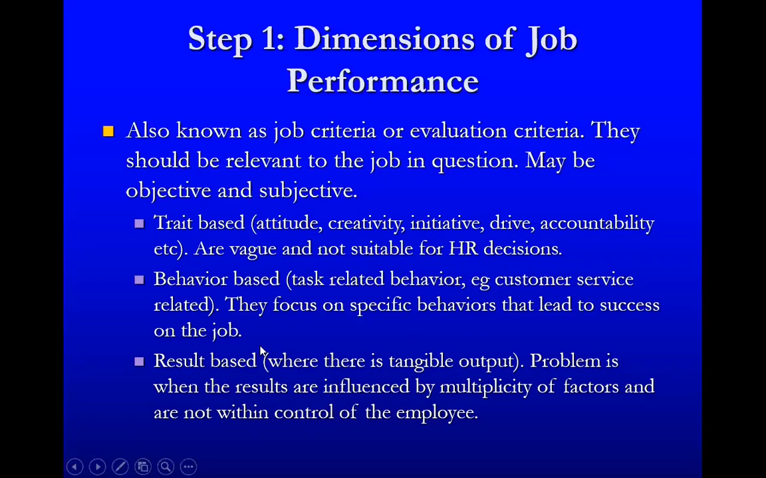Then there is result based criteria, which is tangible output. This is important in the product industry. We are in the service industry. So our product is intangible, more or less, with a little bit of tangible component. For production industry, the result based is very important. For example, a toy manufacturer company will assess how many toys an employee has made in the previous month. So these kinds of criteria are result based. So for our service industry, trait based and behavior based are important. So this was about dimensions of job performance.